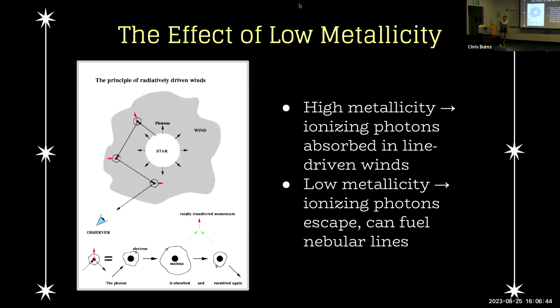Low metallicity can impact emission in many ways in a galaxy, but I'll talk to you about one important way that it could impact emission here. High metallicity stars have a lot of absorption, which causes something called line-driven winds, which cause them to expel a lot of their material and lose a lot of momentum. So once emission comes from this star, it's going to be immediately absorbed in this gas. However, in low metallicity stars, more ionizing photons are able to escape and they can fuel nebular emission lines, and that's how we are able to detect them.